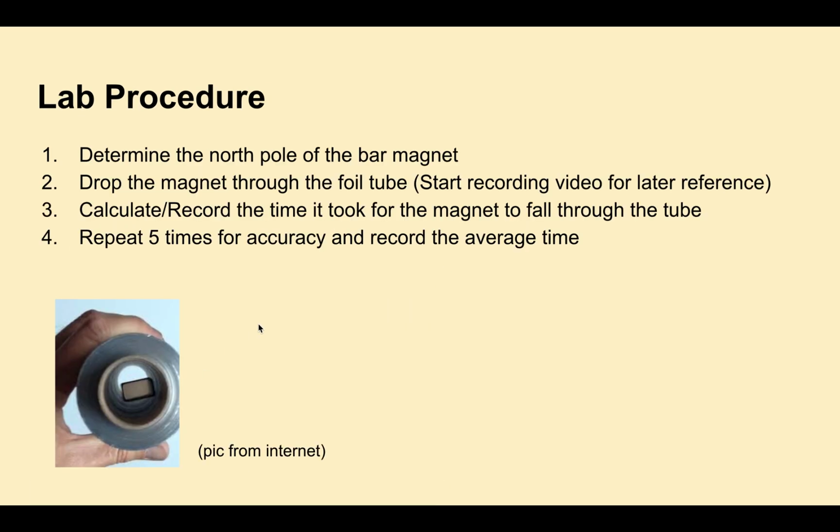Lab procedure: 1. Find the north pole of the magnet. 2. Drop the magnet through the tube. 3. Record the time it took for the magnet to fall through. 4. Finally, repeat this procedure 5 times.